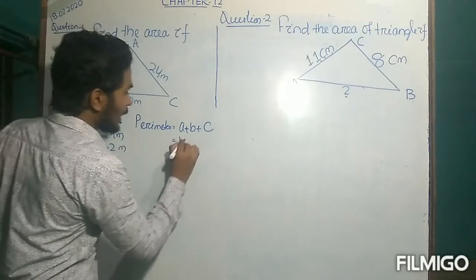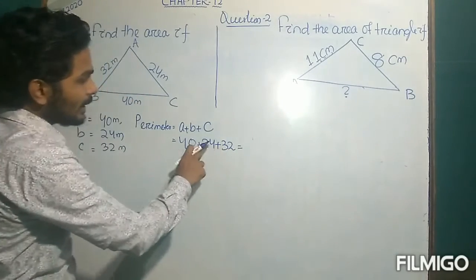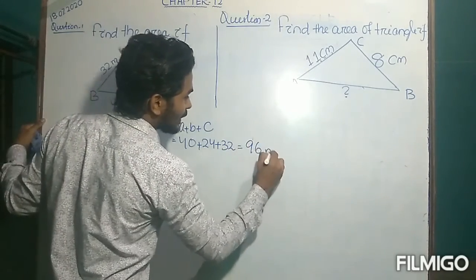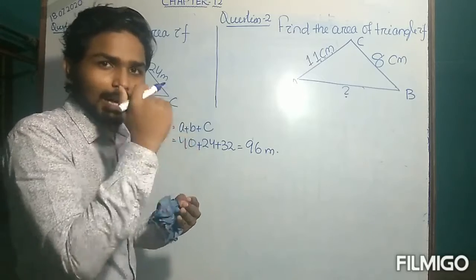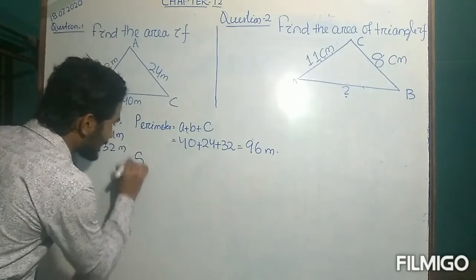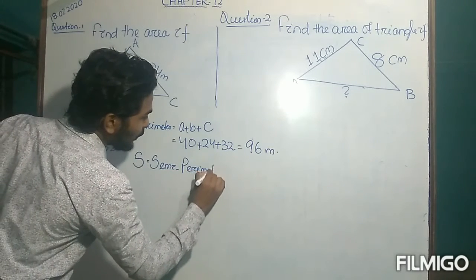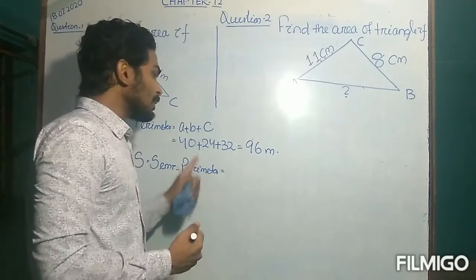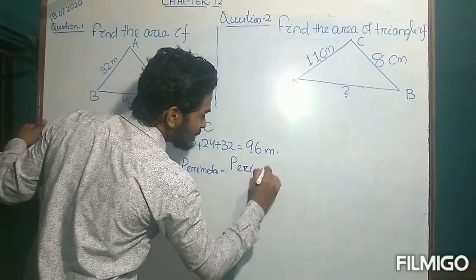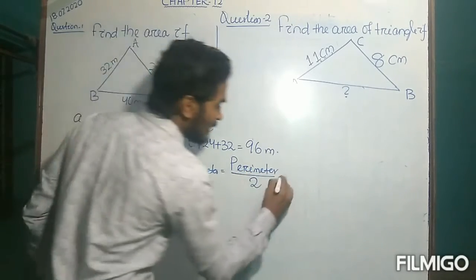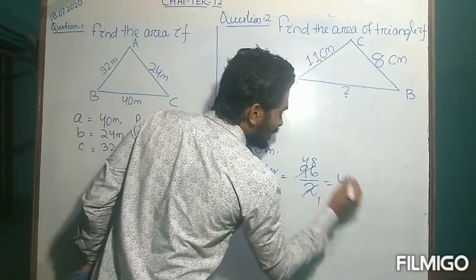So here a plus b plus c, that is how much? 40 plus 24 is 64, plus 32 is 96 meter. Clear? Now we have to find the area, but before finding the area we have to calculate the semi perimeter, that is S. And how can we find the semi perimeter? Semi means half, so semi perimeter is half of the perimeter, the perimeter divided by 2. So here the perimeter is 96 divided by 2, that is 48 meter.